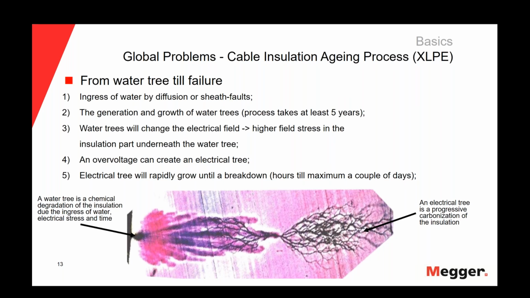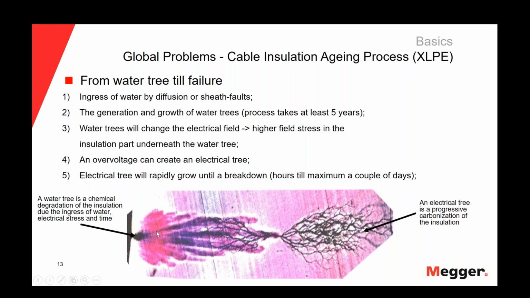So let's continue with the aging mechanism. In the case of XLPE cables, of course, we have the water trees. The water tree is a chemical degradation of the insulation, and it all starts with the ingress of water in the insulation of my cable by diffusion, or maybe because we have sheath faults. So the ingress of water together with the electrical stress in my cable will start the generation and growth of water trees.